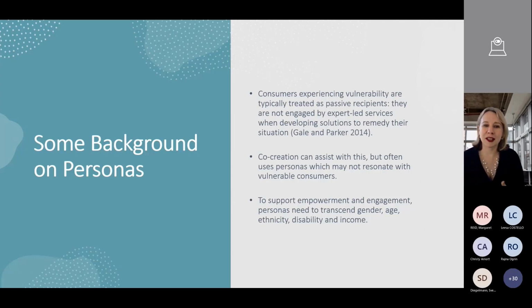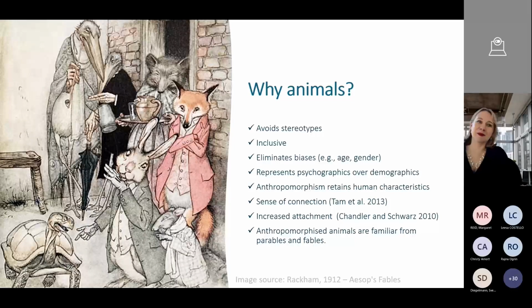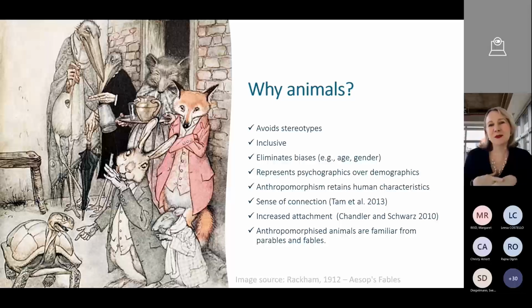So to support empowerment and engagement, we need to create personas that transcend those demographic variables, things like gender, age, ethnicity, disability, and income. One of the ways that we have done this in the past with our projects is to use animals as guidance. Obviously, these are not some of our animal personas, but rather I've pulled that from Aesop's fables, because Aesop is a great example of why we might use animals. While animals avoid stereotypes, there are often certain strengths-based characteristics that we associate with different animals.